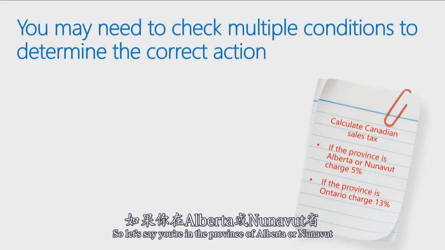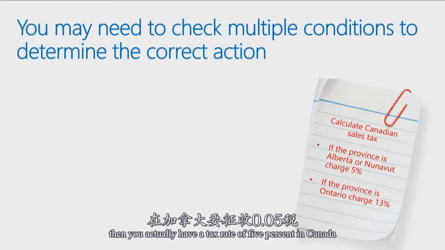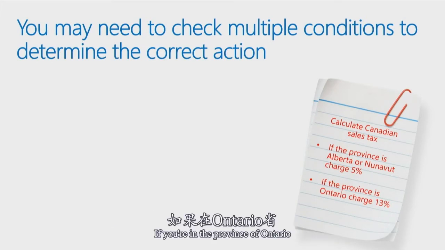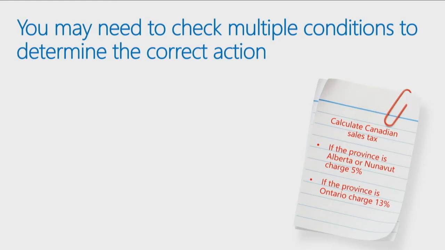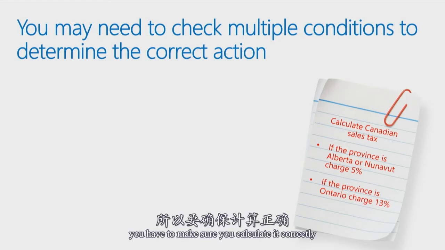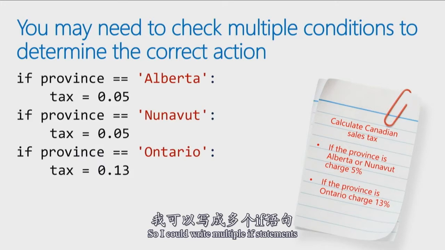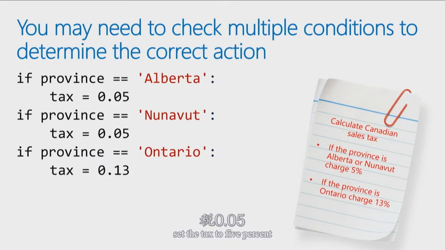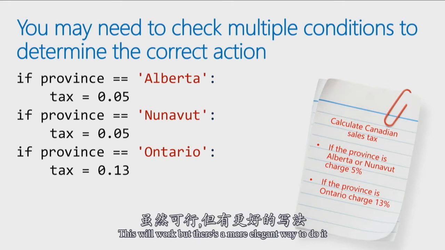So let's say you're in the province of Alberta or Nunavut, then you actually have a tax rate of 5% in Canada. And if you're in the province of Ontario, then the tax rate is 13%. So it's a big difference. You have to make sure you calculate it correctly. So I could write multiple if statements. Say, if the province is Alberta, set the tax to 5%. If the province is Nunavut, set the tax to 5%. If the province is Ontario, set the tax to 13%. This will work, but there's a more elegant way to do it.